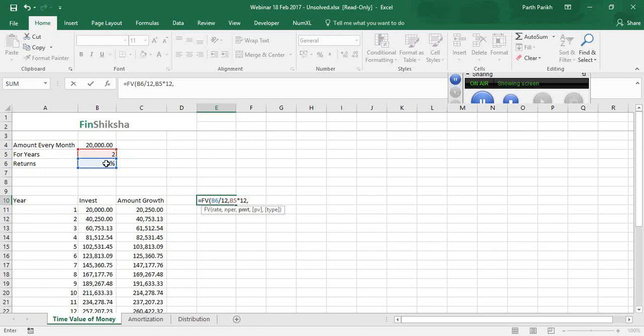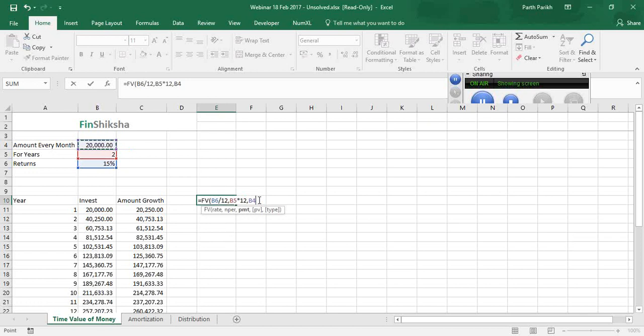Third input is my payment made in each time period, which is 20,000 over here. So the first three inputs are mandatory inputs, which are rate, number of periods, and the third is payment made at each time period, which is PMT. Now the fourth and fifth options are optional.